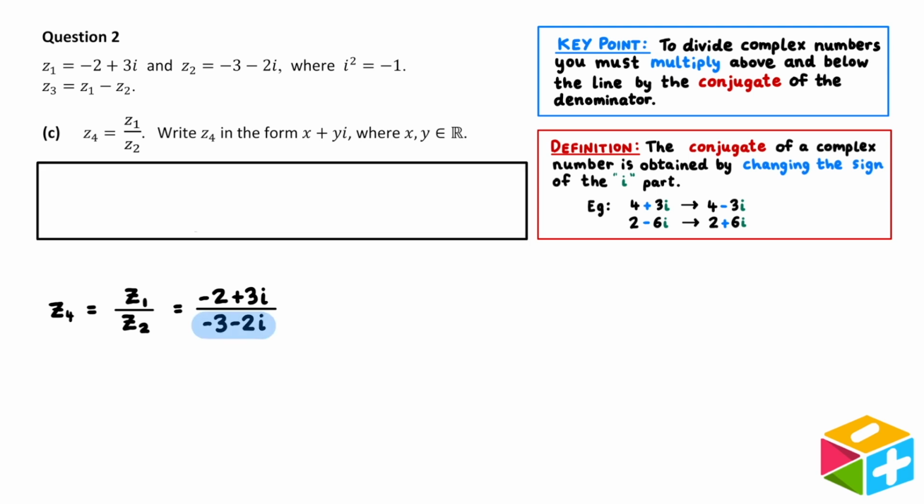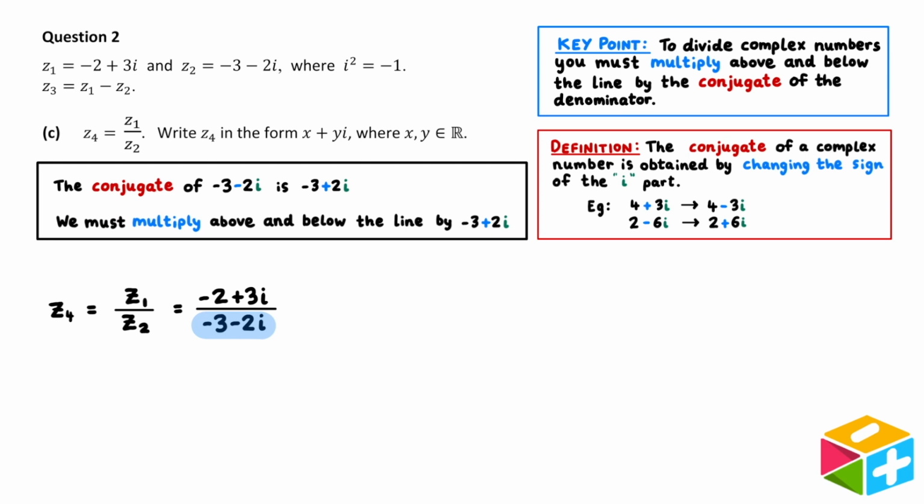The denominator of our fraction is minus 3 minus 2i. The conjugate here would be minus 3 plus 2i. So the strategy here will be to multiply above and below the line in our fraction by minus 3 plus 2i. From here, we can multiply out our brackets.